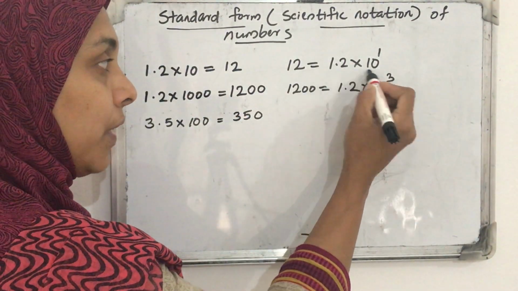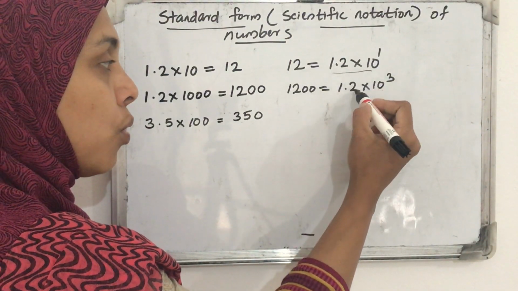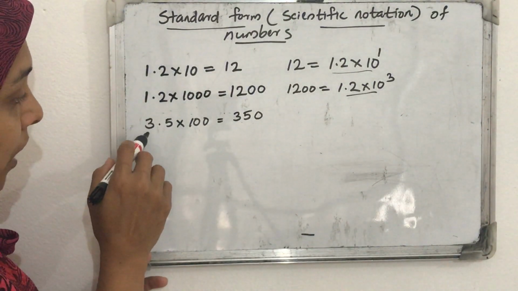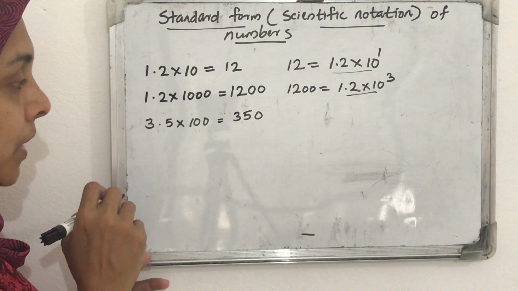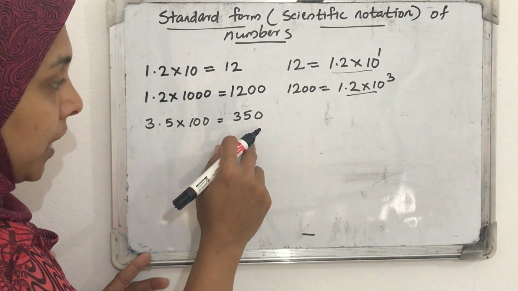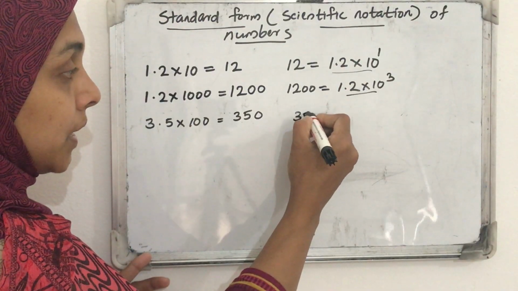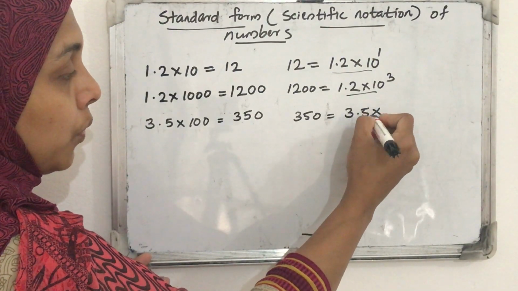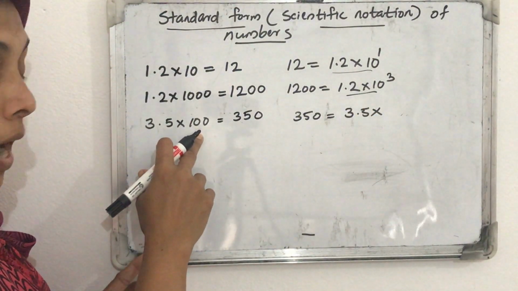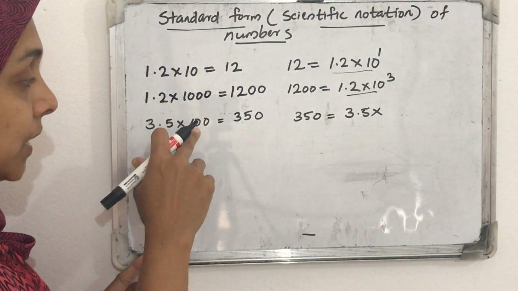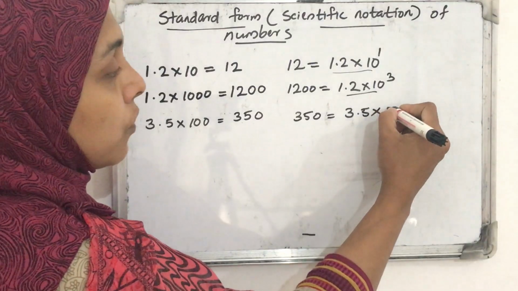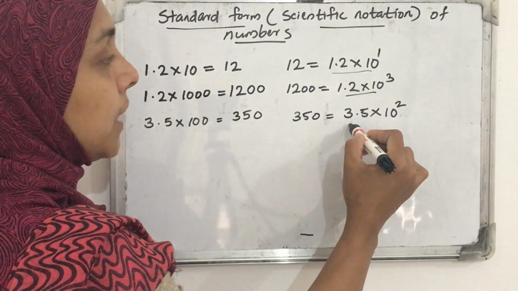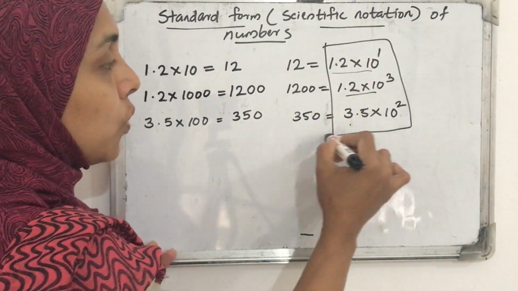This way of writing, we call the standard form or scientific notation of numbers. Just like 3.5 into 100, how can we express it? We know that is 350. So how can we write this 350 in standard form? 350 is equal to 3.5 into 100, because we can express 100 in power form as 10 square. So this form of writing is called standard form or scientific notation of numbers.